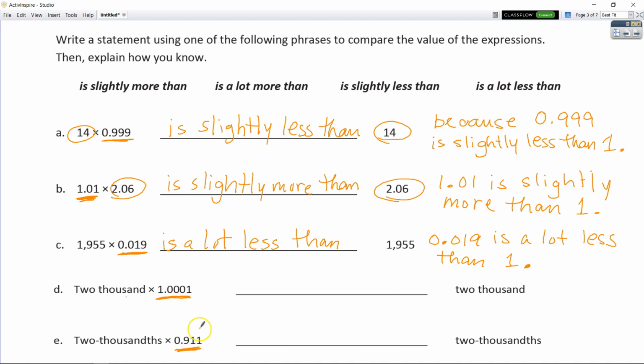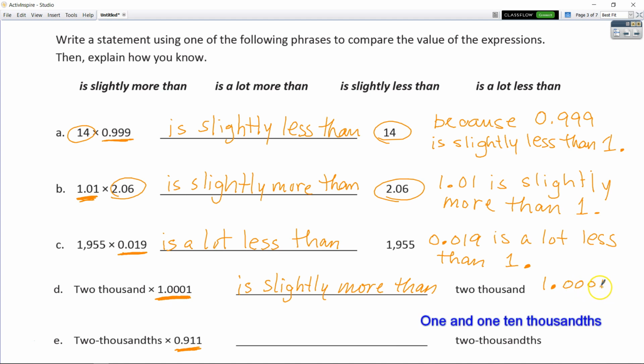All right. So now we have 2,000 times 1 and 1,000th. So we have all of our options, and we were comparing it to 2,000s. So we know that this is very, very, very close to 1. So this would be is slightly more than. Because this number, our scaling factor, is slightly more than 1. That means when we multiply our scaling factor times 2,000, our product is going to be slightly more than 2,000. So we know that 1 and 10,000th.